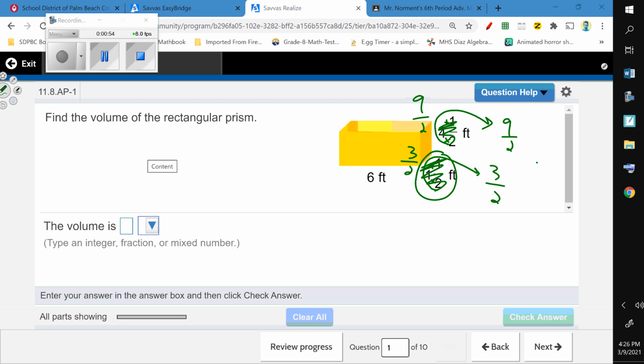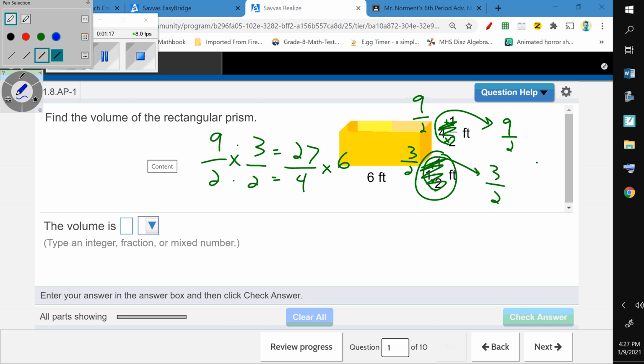Now let me go ahead and multiply those two fractions together. Remember, when you multiply fractions, just write them like this, and just multiply across. 9 times 3 is 27. 2 times 2 is 4. And then I'm going to multiply that times 6. And I need to convert 6 to a fraction by putting a 1 under it. Now I can just multiply across. 4 on the bottom. 27 times 6 is 2, 4, 12, 160. So I think it's this.